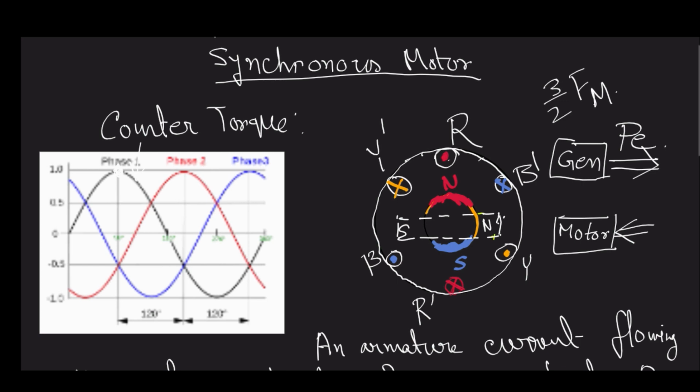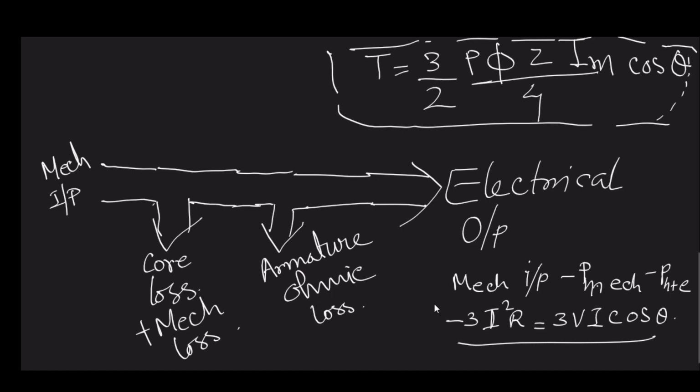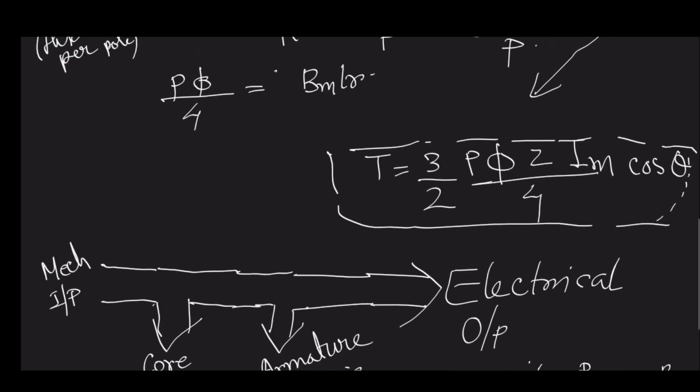Okay, if you are having trouble visualizing that, let us come to this equation. Here, what is this cos theta? This cos theta is responsible for your counter torque. As I have discussed, for purely reactive load, we are getting cos theta equal to 0. That means counter torque is becoming 0.